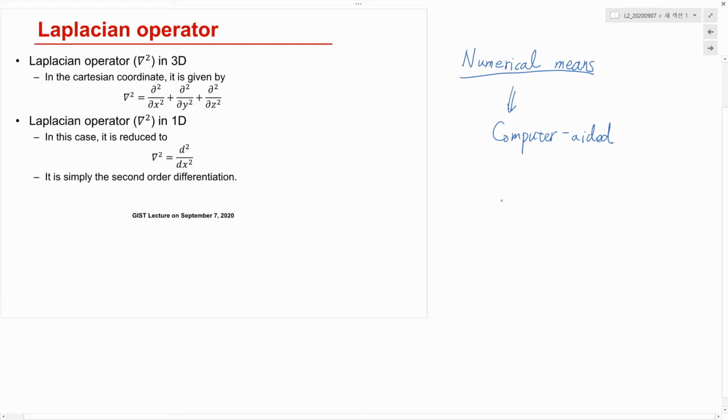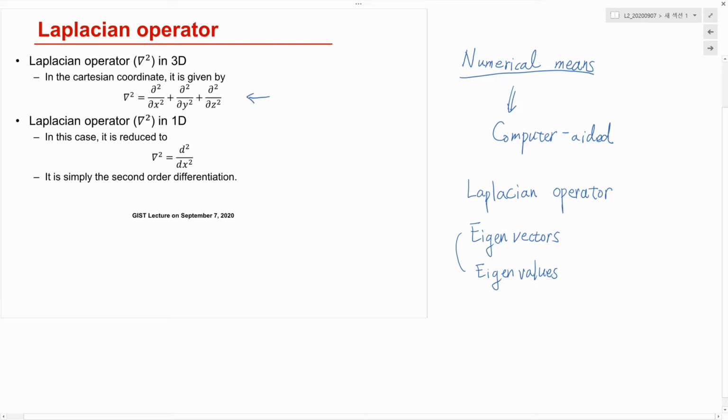Anyhow, since the Laplacian operator is the central operator related to the Schrödinger equation, this time we will try to find out the eigenvectors and eigenvalues of the Laplacian operator. The Laplacian operator in 3D looks like this.